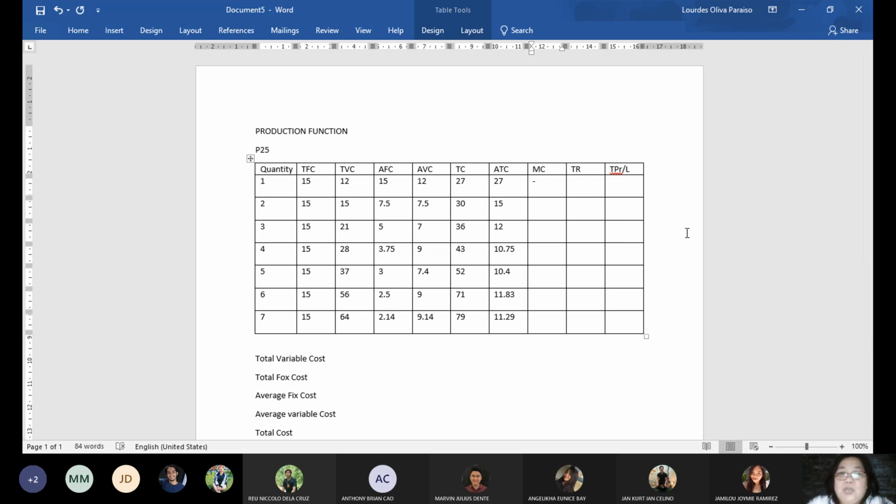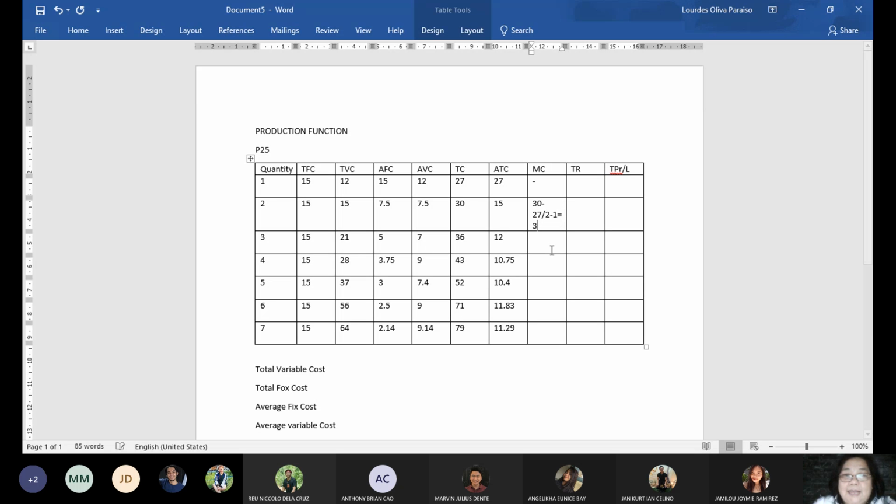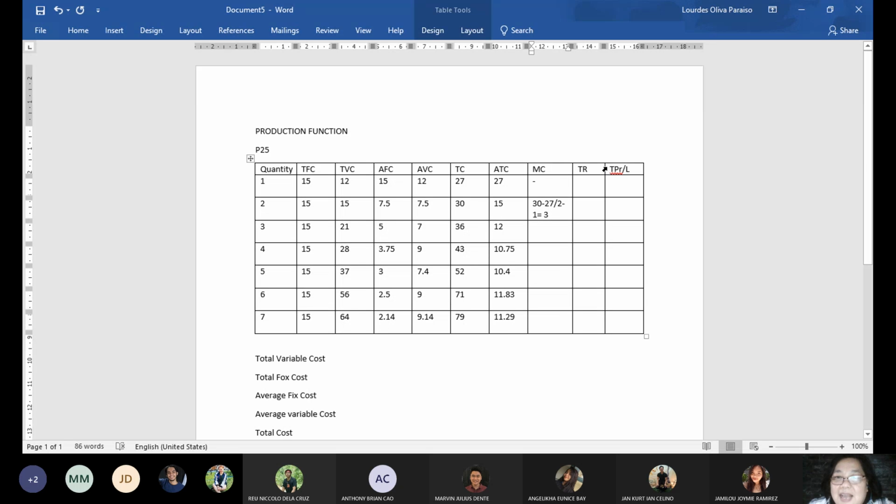Since you need a pair, you have to leave the first item blank. But you have 30 minus 27, divided by 2 minus 1. 30 minus 27 is 3, divided by 2 minus 1, which is 1. Therefore, your marginal cost here is 3 pesos. Did you get it, class?